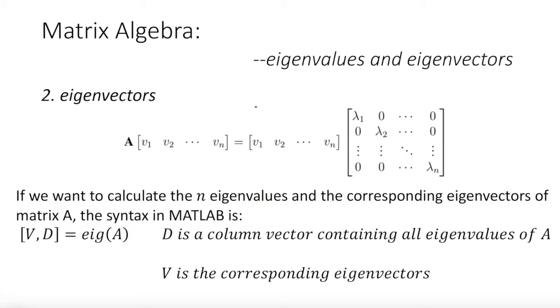For the eigenvectors, if we want the eigenvectors as well as the eigenvalues, we should put the outputs in a bracket, like this: [V, D] equals eig of A. Here V are the eigenvectors and D are the eigenvalues of a matrix. We should know that we have n eigenvalues and n eigenvectors corresponding to each of the eigenvalues.